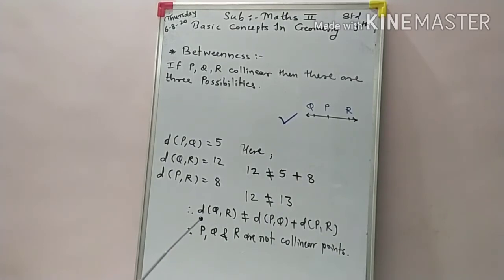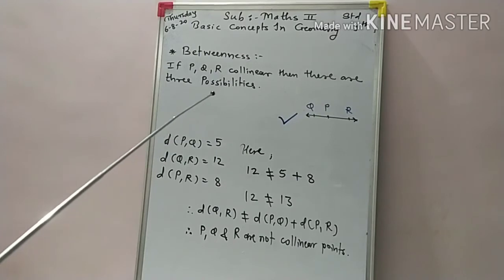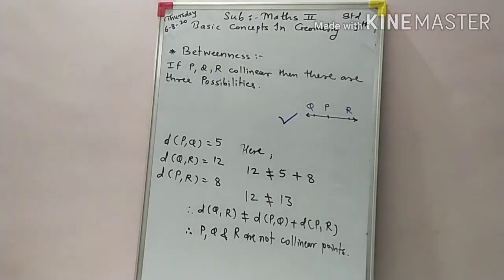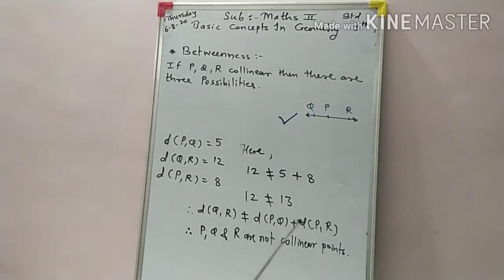And what does it mean? That distance QR, which is the longest distance, is not equal to the sum of the other two. Therefore we can mention here that points P, Q and R are not collinear points. And if 3 points are not collinear, there is no betweenness in these 3 points. Okay students, if the sum of the smaller values is equal to the greatest value, then the points are collinear, and using that addition we find which point lies in between the other two.